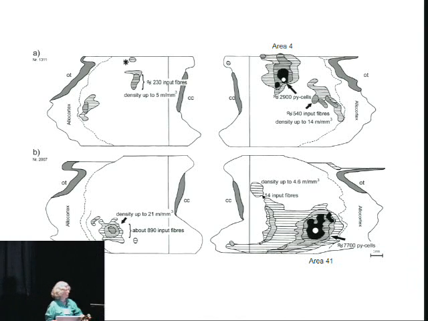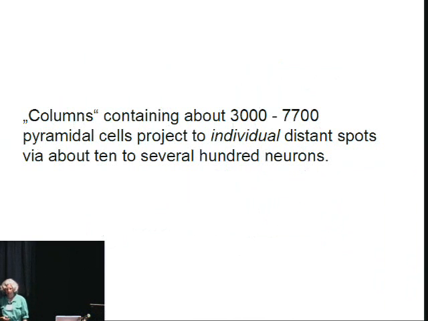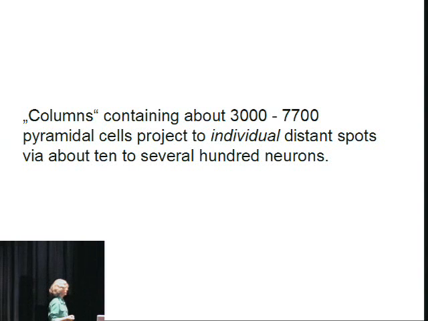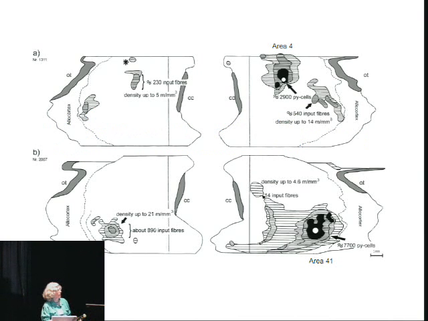The answer to the first question is, namely, that columns containing several thousand neurons, pyramidal cells, project to individual distant spots via 10 or up to several hundred neurons. So it is always a subset of neurons which, for example, here in this small spot, only about 14 neurons projected from here to there, while here it was nearly 900 neurons. So that's the orders of magnitude.